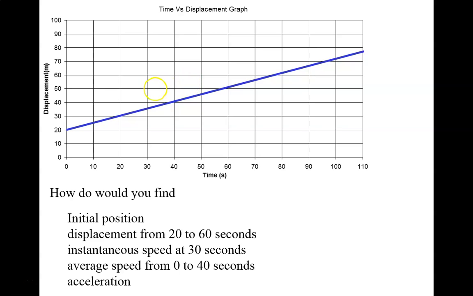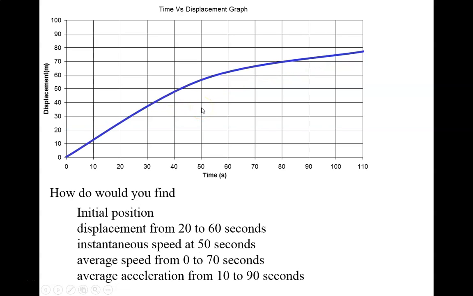So what we're looking at is a constant velocity. So my instantaneous speed is going to be the same as my average speed. All I have to do is find the slope of this line, and that's the instantaneous speed and the average speed over the entire time frame. What is the acceleration? Well, the velocity is constant, so that tells me that my acceleration is 0. So that's how you would do that graph.